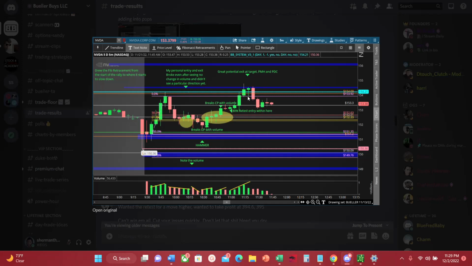And it still breaks above with volume. This is still a good point to see a retest of the pre-market high here for even more upside. Get to this zone here, which I'm not sure if it did, but we had already moved up a decent amount. You don't want to be greedy either.